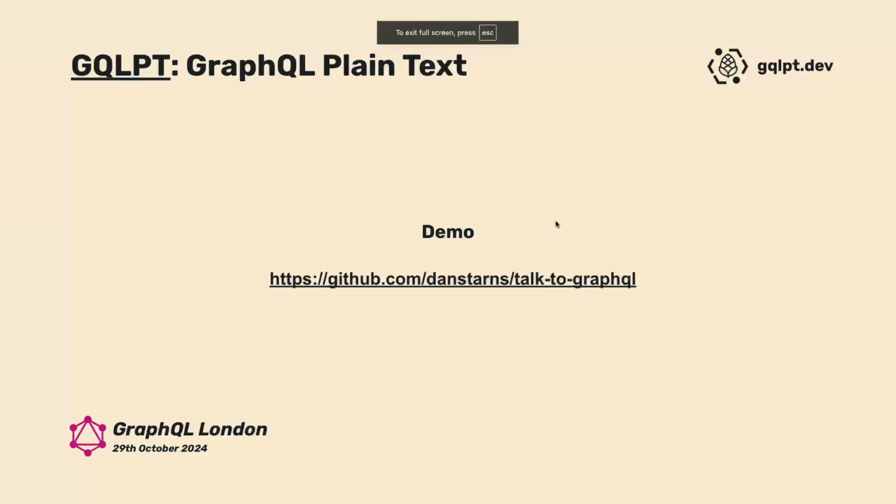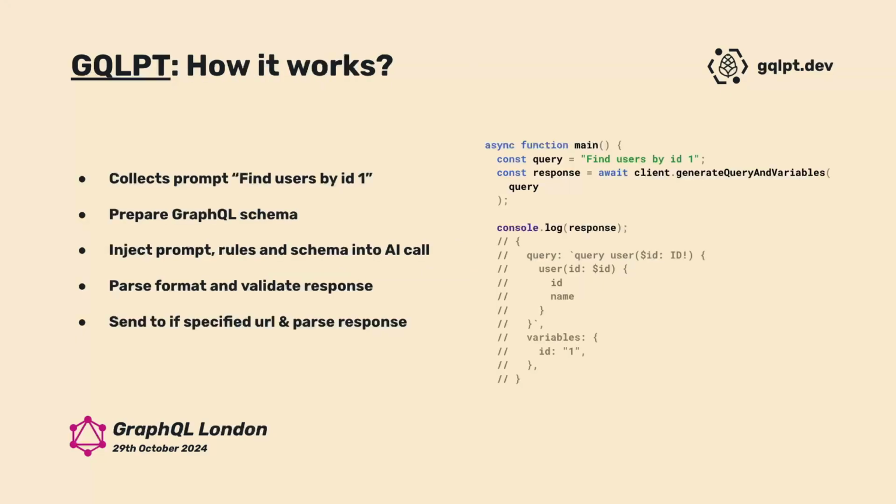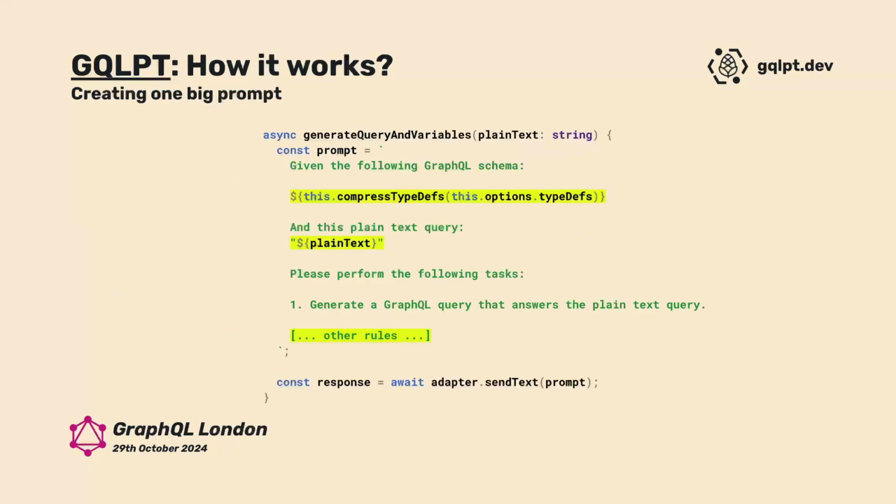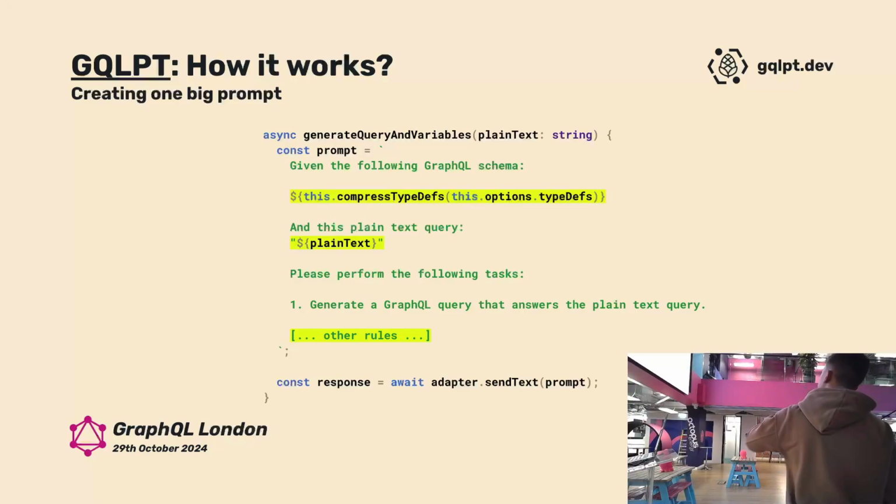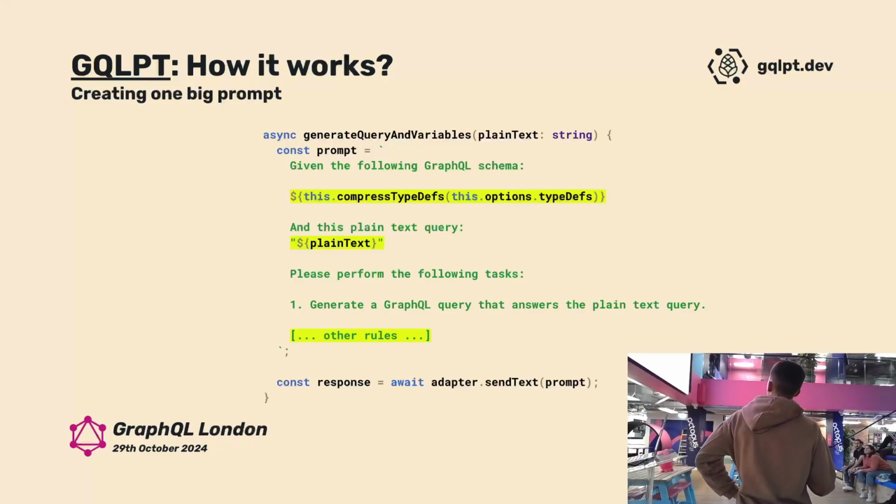Okay, so we've had a little demo about GQLPT. You can install it from npm. Let's just dig into a little bit about how it works. And as I said, essentially it just builds one big massive prompt and then sends it to the large language model. And it looks a little bit like this. So you essentially inject the type definitions that you have, and then you inject the plain text, and then just some query generation rules. So in our open source repository, we have a bunch of query generation rules that you can add stuff to, and it will just get appended to each query.